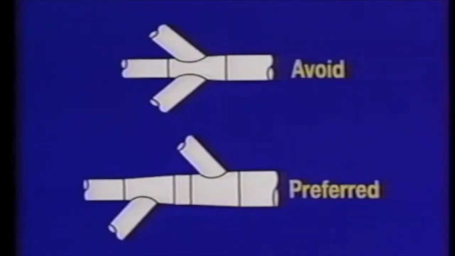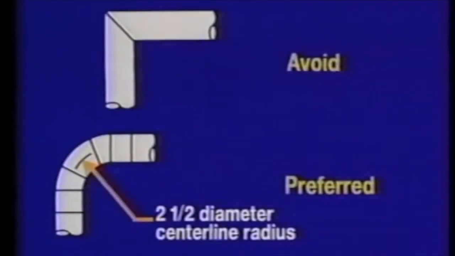Avoid two branches entering directly opposite each other to reduce turbulence loss. Avoid sharp elbows, such as this mitered elbow. The magnitude of pressure losses caused by elbows depends on the radius of the elbow curvature compared to the duct diameter. Where space permits, elbows should have a centerline radius of 2 to 2.5 duct diameters.